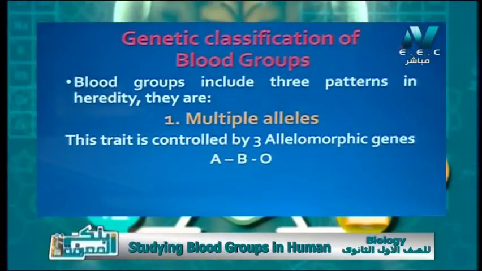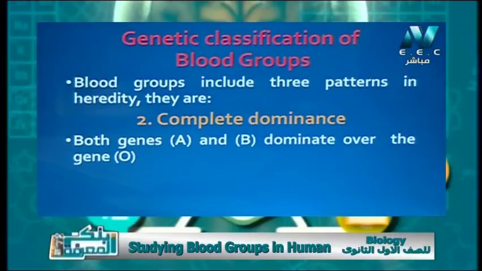The second pattern of inheritance is complete dominance. The complete dominance means that the gene A dominates over the gene O, and the gene B also dominates over the gene O. So there is a complete dominance between A and O and between B and O.